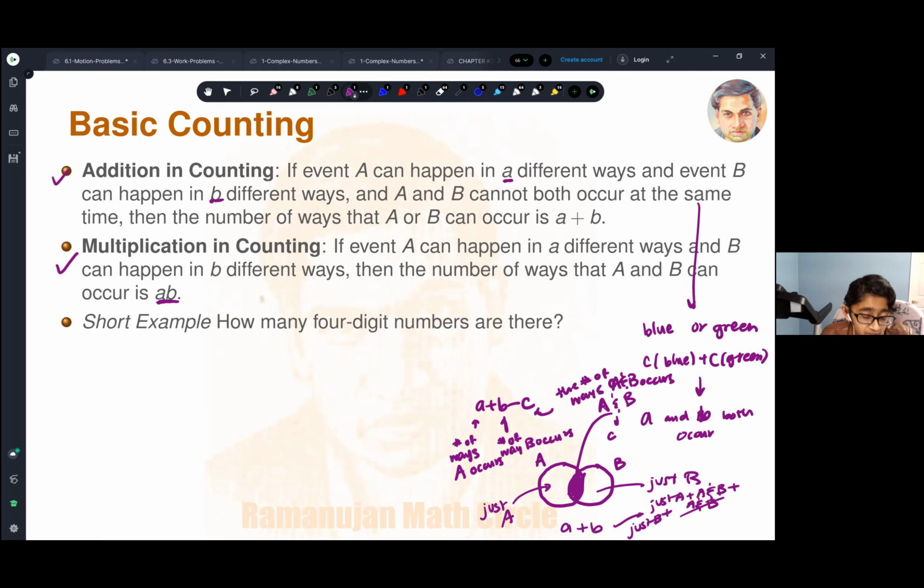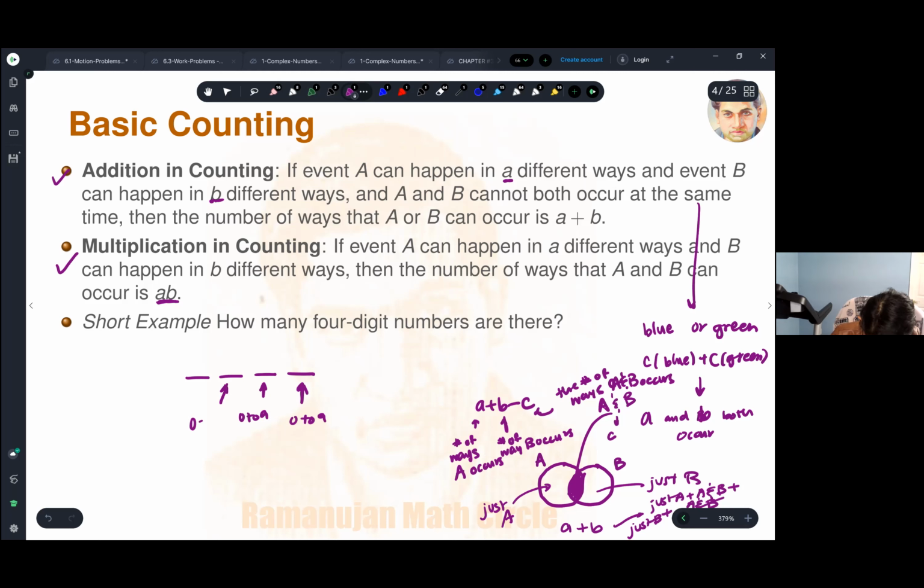How many 4-digit numbers are there? You might be thinking how this relates to addition counting or multiplication counting, so let me show you what I'm talking about. 4-digit numbers basically have 4 digits, right? These digits can be 0 to 9, this can be 0 to 9, and this can be 0 to 9. This cannot be 0 because remember, the leading digit can't be 0, otherwise it's a 3-digit number, not a 4-digit number. So it can be 1 to 9.